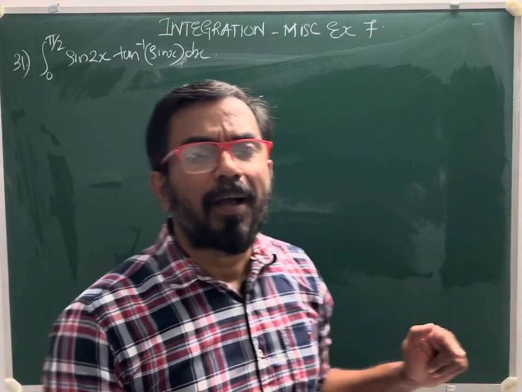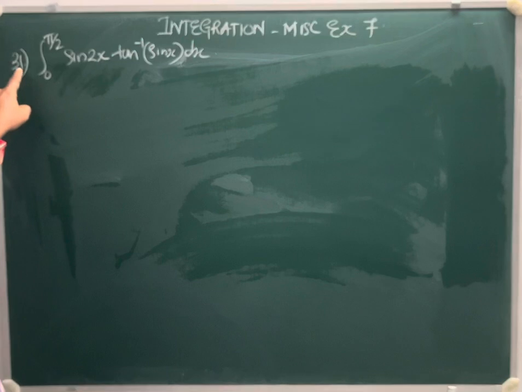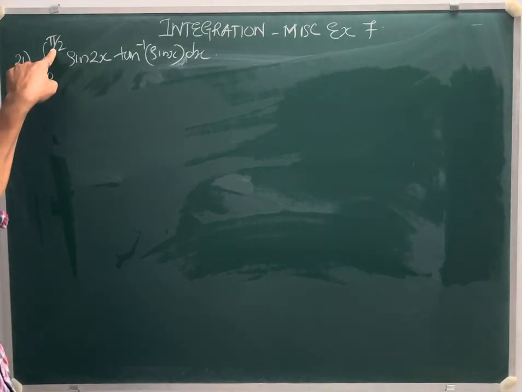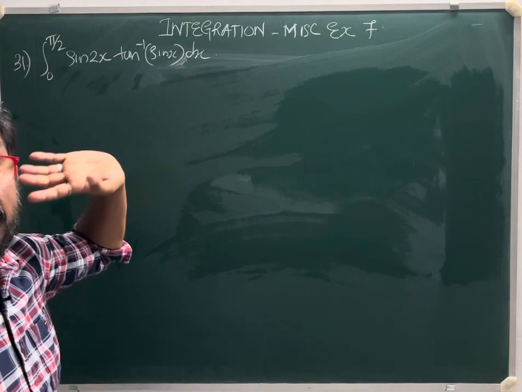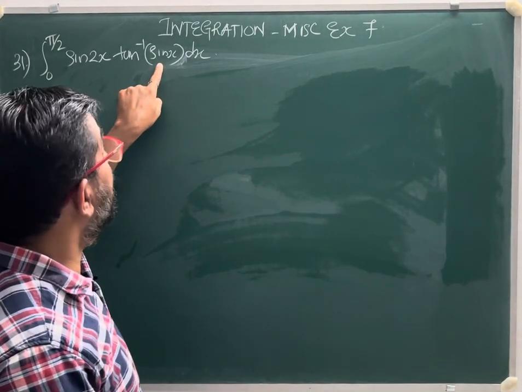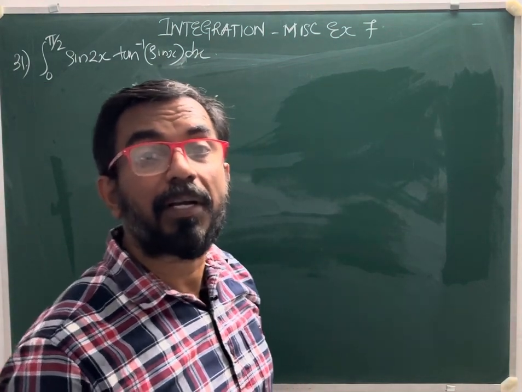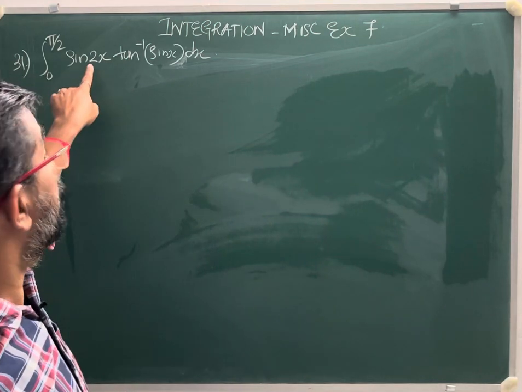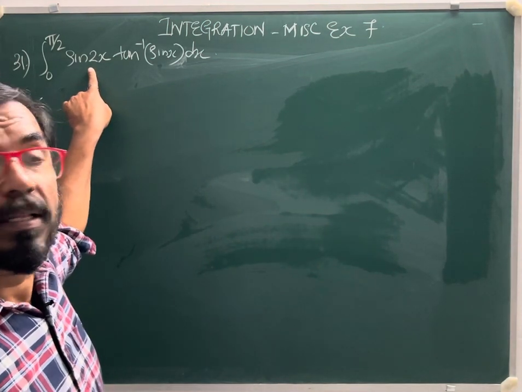Hi children, how to go about with this question of integration, miscellaneous exercise 31: integral from 0 to pi by 2 of sin 2x into tan inverse of sin x dx. I feel like putting sin x as t. If you put sin x as t, I need a cos x dx as the derivative, but I don't have a cos x directly. But you should remember sin 2x can be written as 2 sin x cos x. That way I will rewrite.